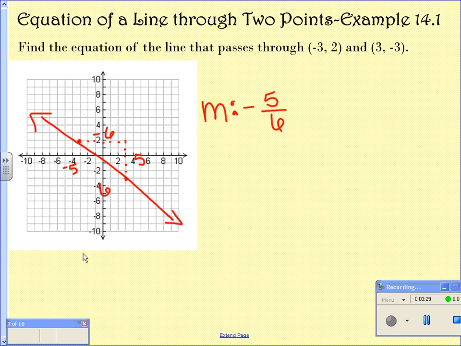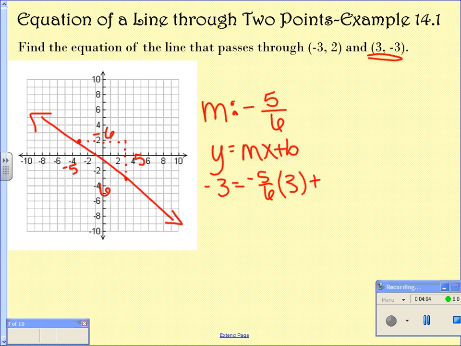Okay. Third step was to do what? Okay. Which point do you want? The first one or the second one? The second one? Okay. We're going to use that point. And then we plug it. You'll get the same answer either way. Then we're going to plug it into y equals mx plus b. Make sense? So what's going to be our y? Our m? Our x? And our b?